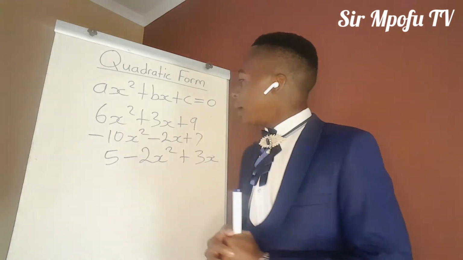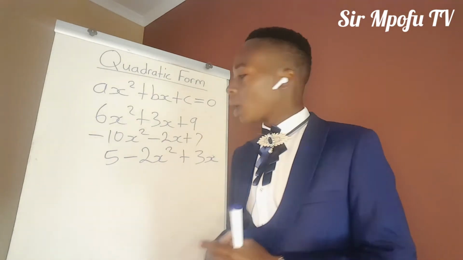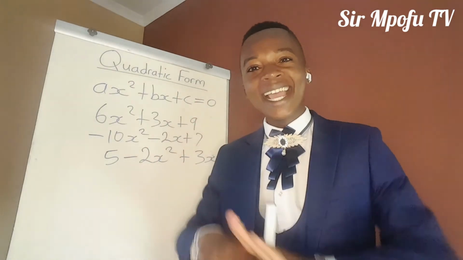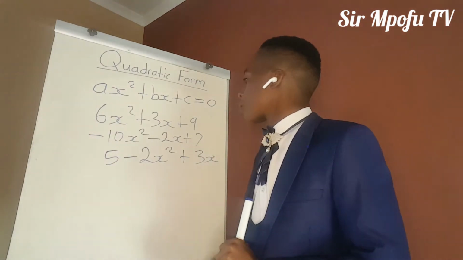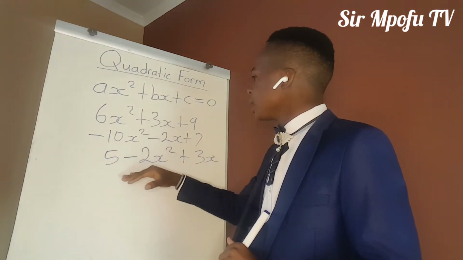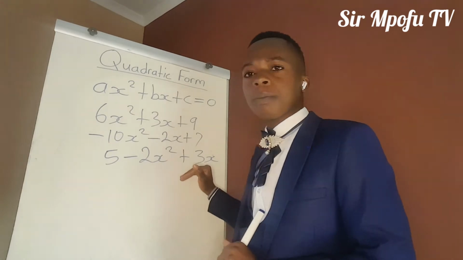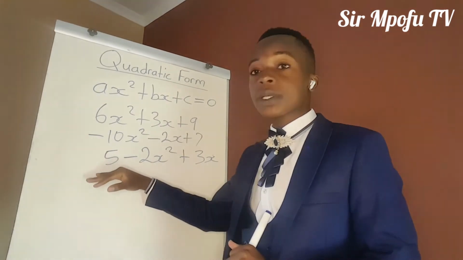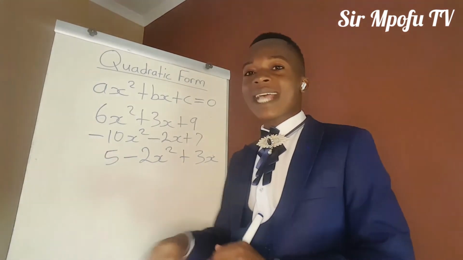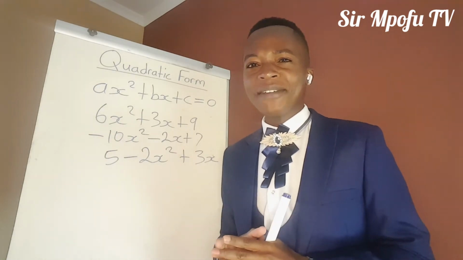I know some of you maybe want to ask, what is the constant term now? The term that won't be having any algebra. Perfect. Now, our A is negative 2, our B positive 3, and our C is positive 5. Remember, if there is no sign, automatically there will be a positive sign.